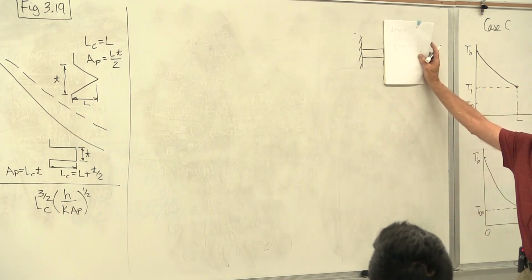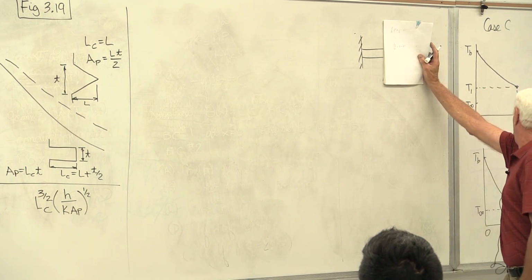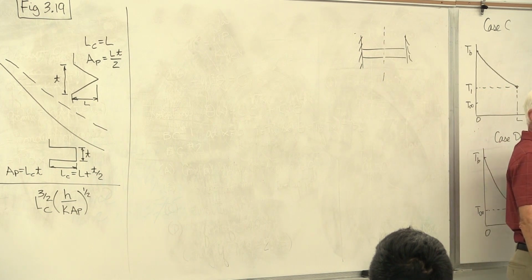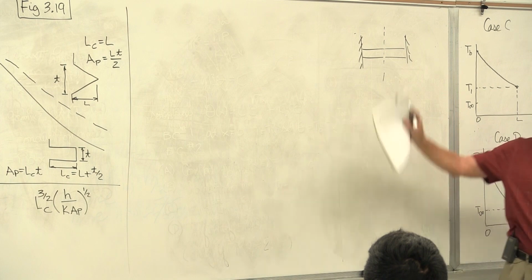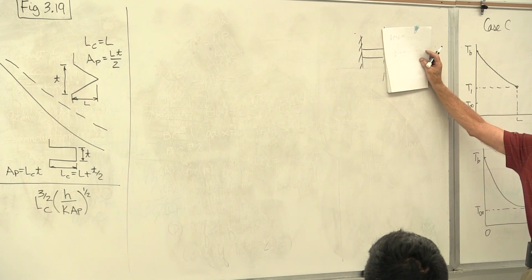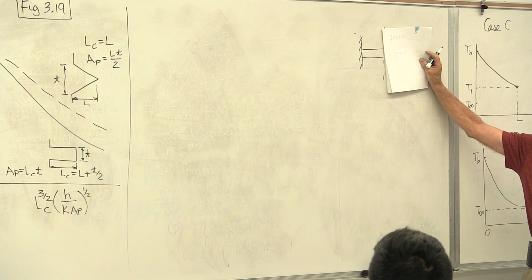So that fin right there is which case? There it is. Adiabatic. And how much heat does that fin lose? 2 times the heat that fin loses. That's right. So we don't put insulators on tips of fins.